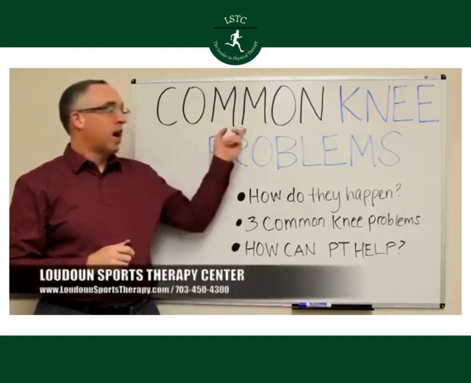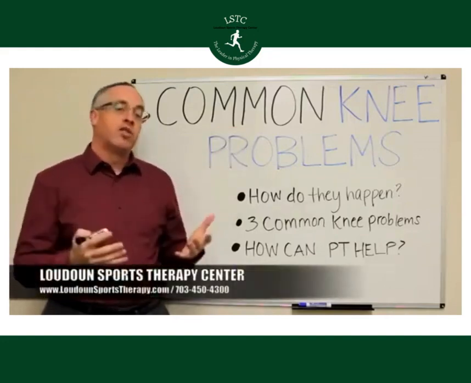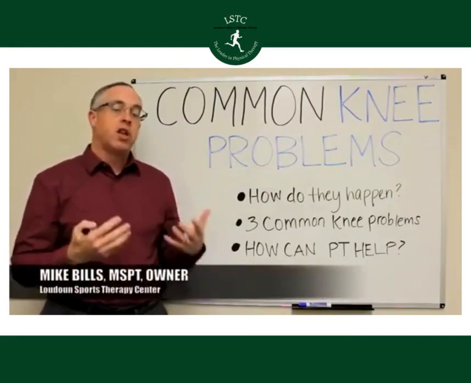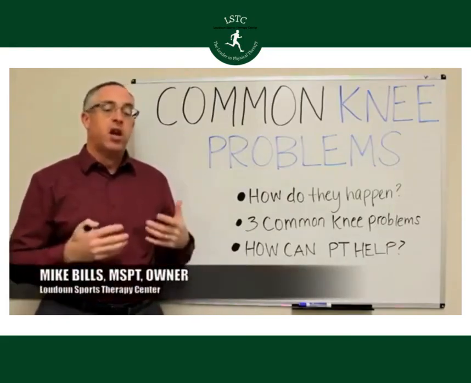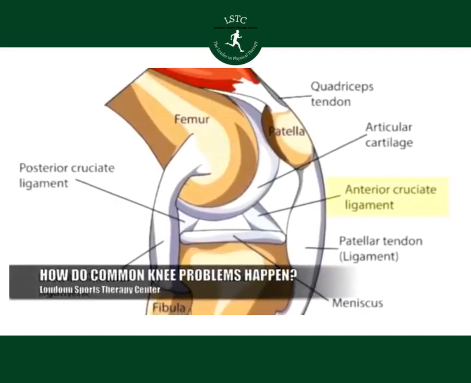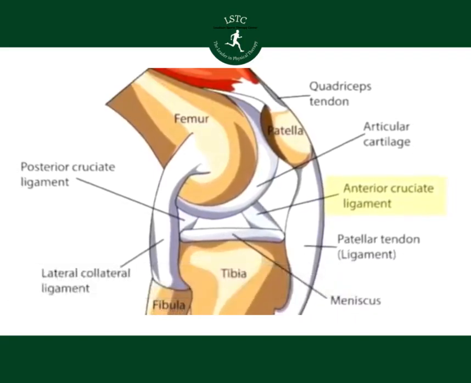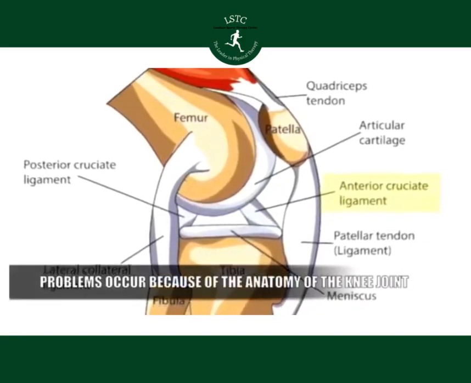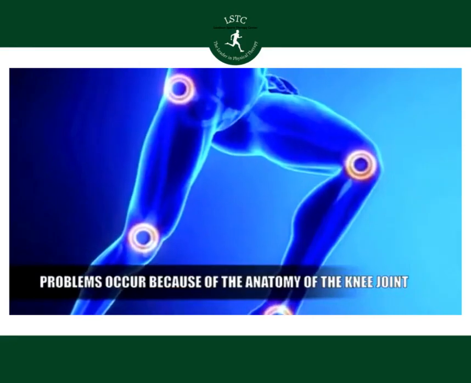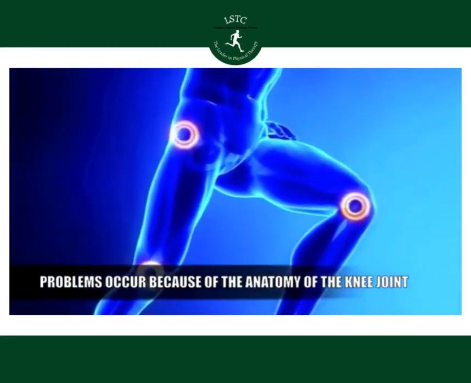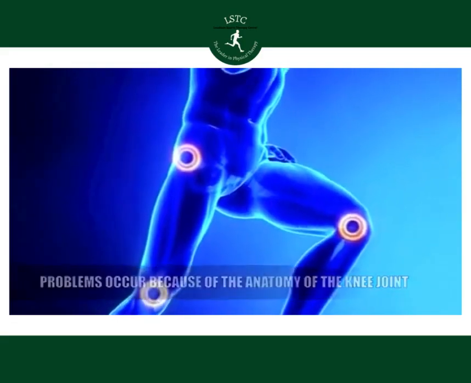So you're probably wondering about common knee problems. Well, first of all, we have to take a look at why they occur in the first place. The majority of common knee problems occur because of the way the knee joint is made up. The knee joint is made up of the femur, the bone in your upper leg. It has a rounded bottom, and it sits on top of the tibia, the bone in your lower leg that has a flat surface. Your knee is a hinge joint, so it's supposed to be just like the hinge of a door.